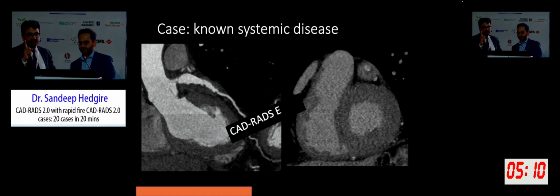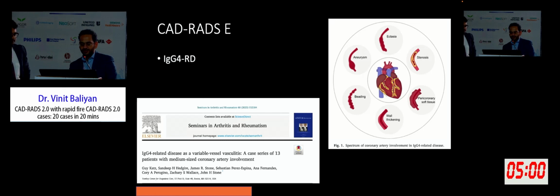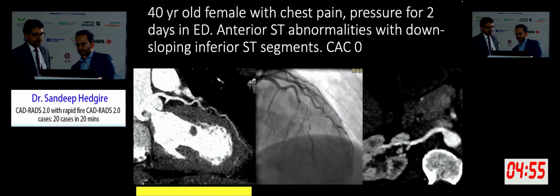I have one point to add. Like in this case, we didn't add any number because there is no narrowing, it's aneurysm. If there was a stenosis on top, then we would add that number. But in this case, because it's an aneurysm, there's no narrowing, so there is no number. Exactly. Alright, next one.